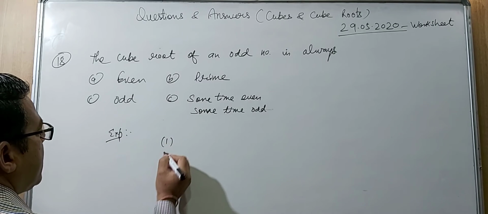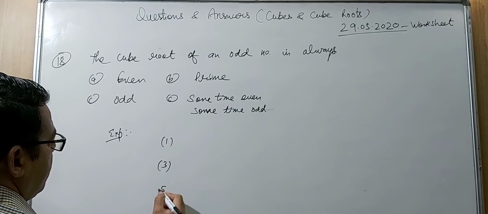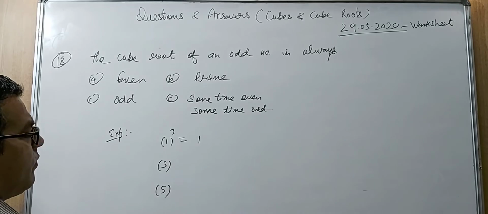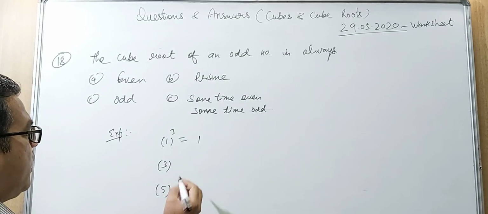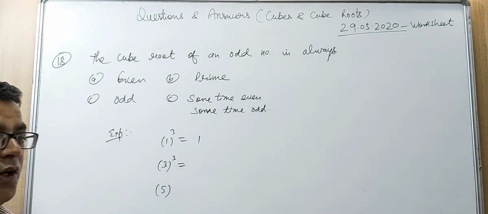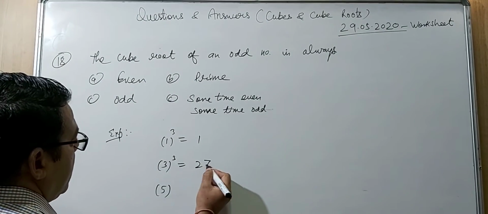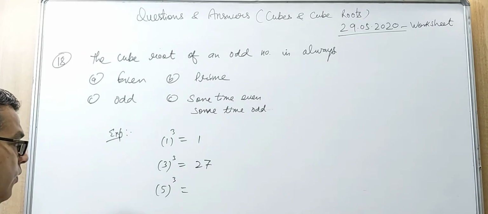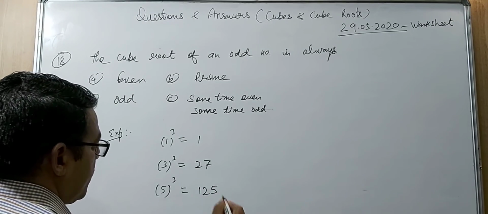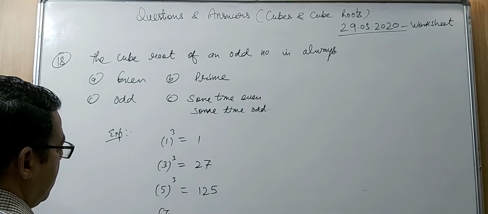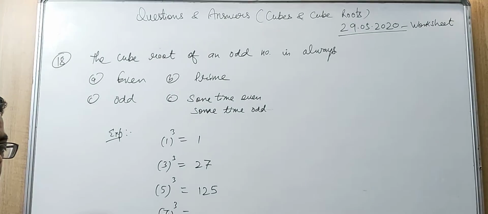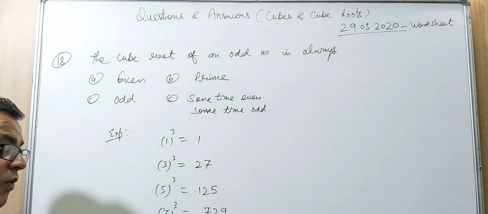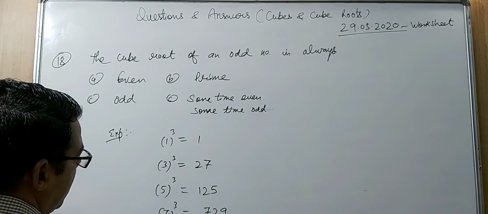See, odd numbers I am taking here. First three odd numbers I am taking here. And we know that the cube of the first odd number, 1, is 1. The cube of 3, the second odd number, is 27. The cube of the third odd number, 5, is 125. You can take the next odd number also, 7, and we know that the cube of 7 is 343, and 9 also I am taking here.